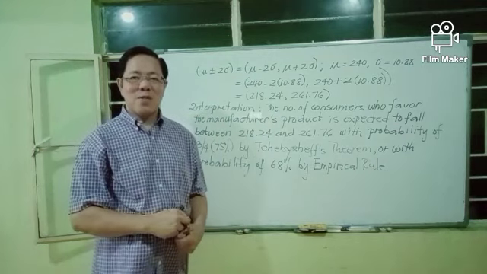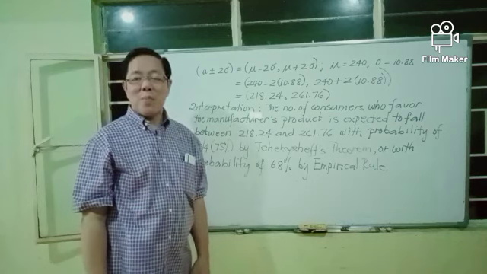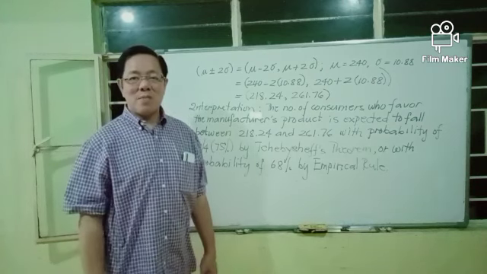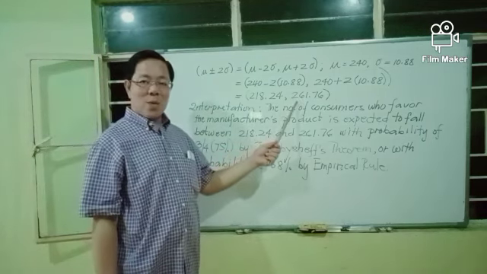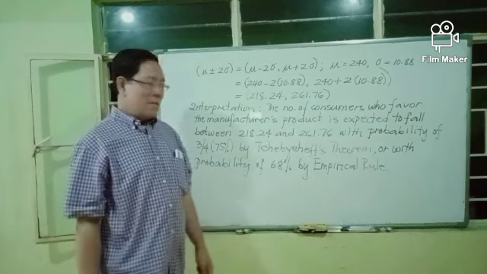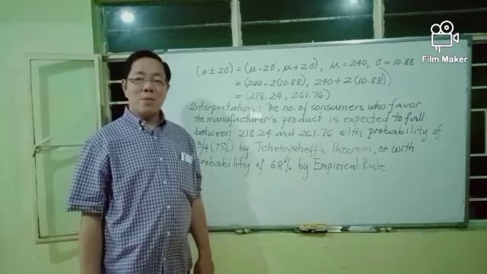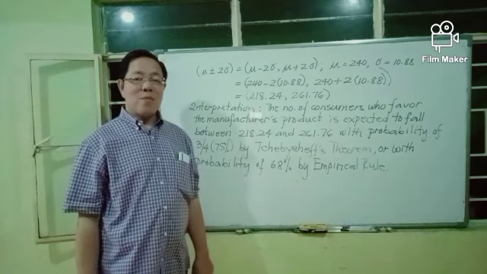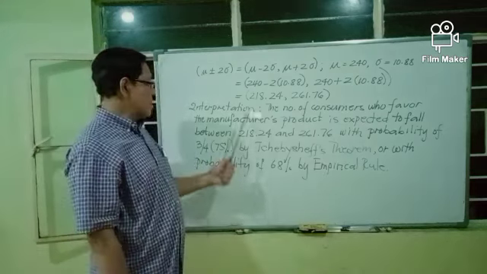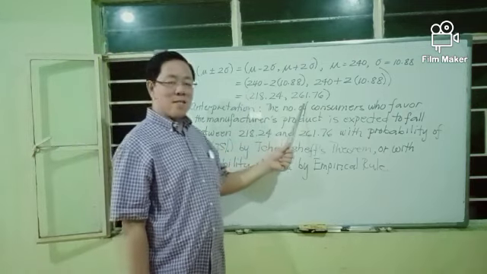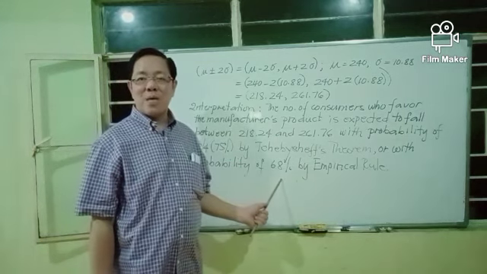Again, by Chebyshev's theorem, the probability that the number of consumers from the sample of 800 who favor the manufacturer's product would fall between 218.24 and 261.76 is 3/4 or 75%. And by the empirical rule, that probability is 68%.